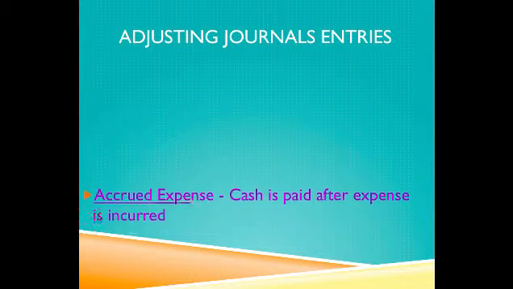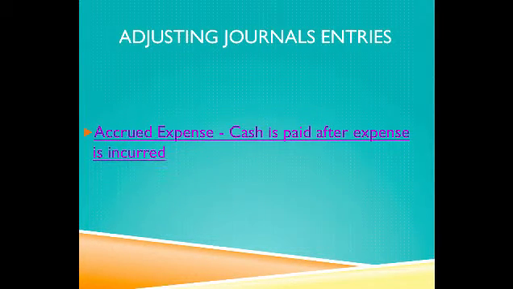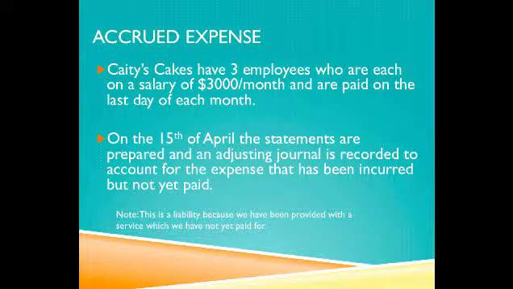Now we have accrued expense, which is when cash is paid after the expense is incurred. Katie's Cakes have 3 employees who are each on a salary of $3,000 per month and are paid on the last day of each month. On the 15th of April, the statements are prepared and an adjusting journal is recorded to account for the expense that has been incurred, but not yet paid.